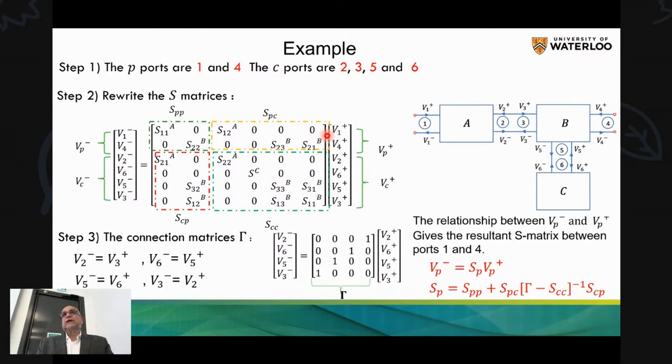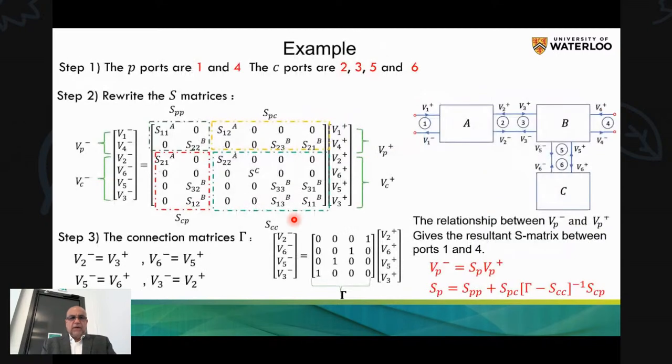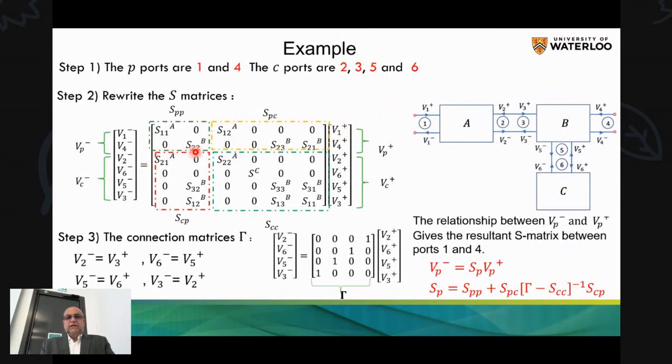Okay. Now, if you look at V4 minus, what is V4 minus? It equals S21B, V3 plus, S22B, V4 plus, and S23B, V5 plus. Correct? So I have V4 minus here. It's not related to V1 plus, right? It's related only to V3 plus, V4 plus and V5 plus. So what I did here, it's related to V4 plus by S22B, to V5 plus by S23B, and to V3 plus by S21B.